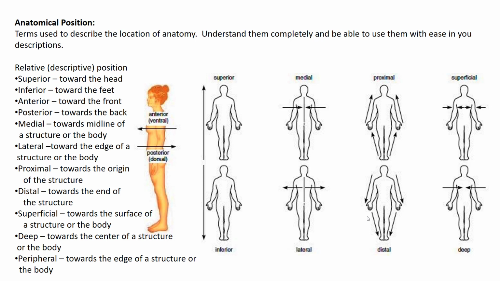Superficial is towards the surface. So the skin is more superficial than the bones. And deep is towards the center of a structure or the body. We'll talk about that a lot when we talk about muscles. And peripheral is also towards the edge of a structure or the body. So superficial and peripheral are similar, but there are slight differences, and we'll probably talk about those a little bit as we talk about anatomy specifically.